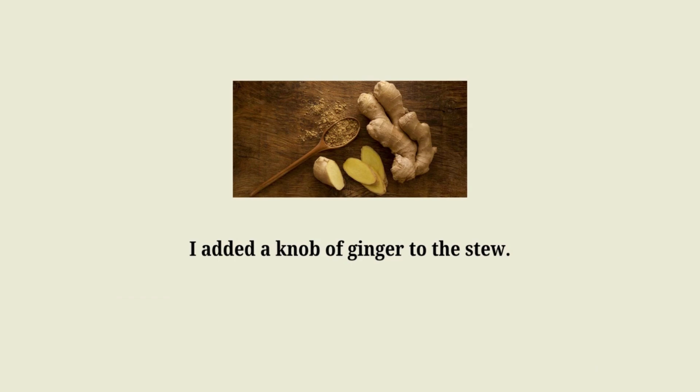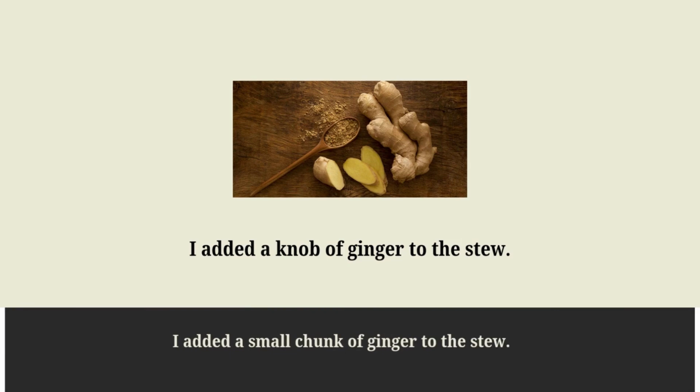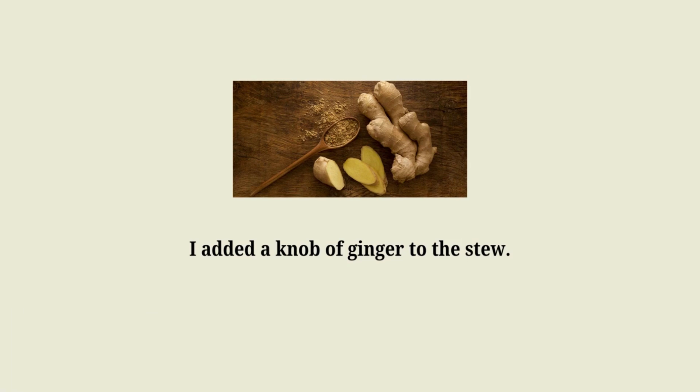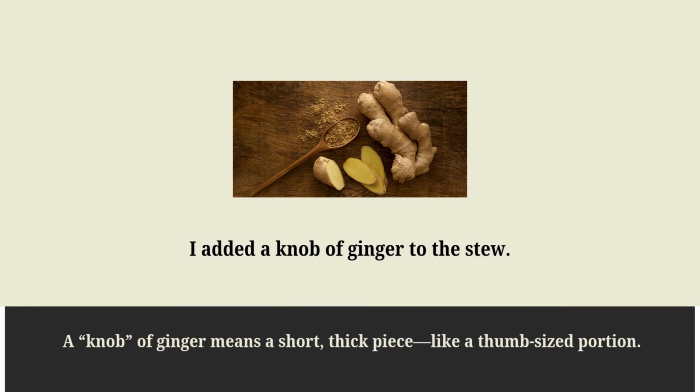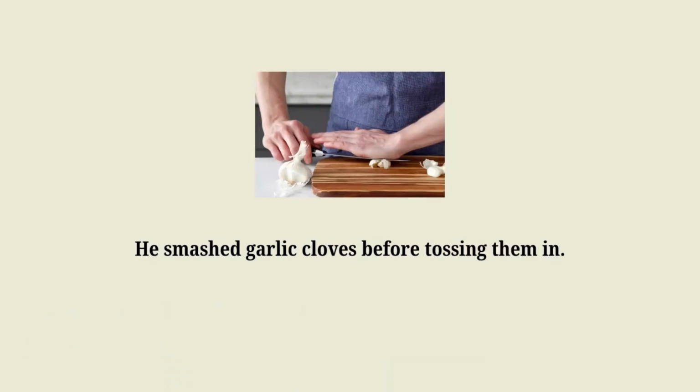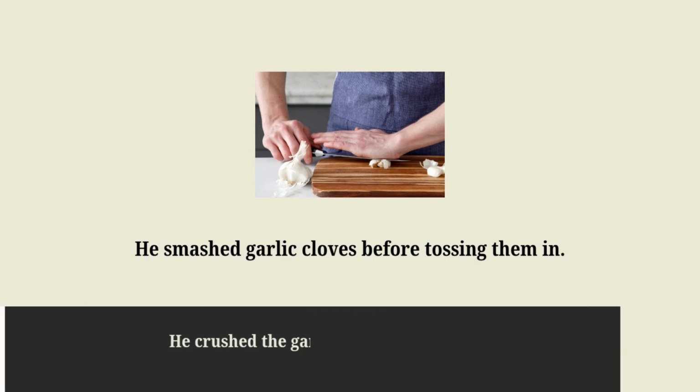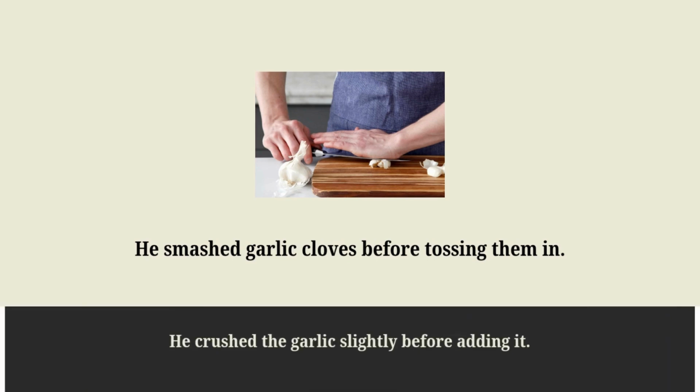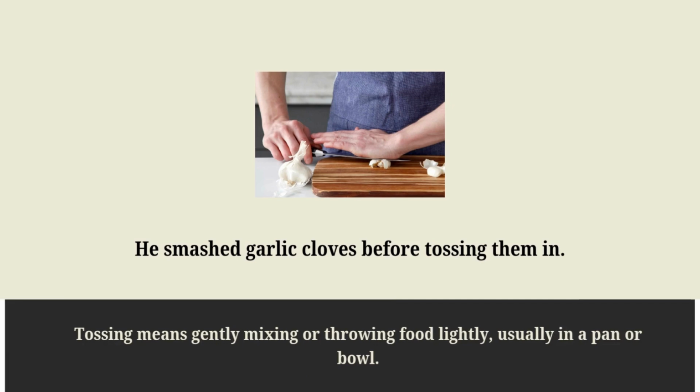In simple terms, I added a small chunk of ginger to the stew. A knob of ginger means a short, thick piece, like a thumb-sized portion. He smashed garlic cloves before tossing them in. Means he crushed the garlic slightly before adding it. Tossing means gently mixing or throwing food lightly, usually in a pan or bowl.